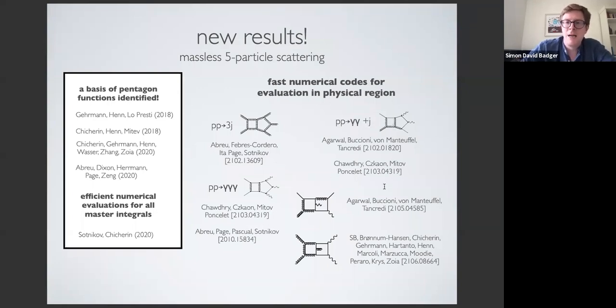Firstly, in this leading color approximation where we only contain planar graphs, but much more recently, a couple of results have come out for non-planar corrections. That's the first application for an amplitude beyond the planar limit, where we really contain all the full color information, complete information for the amplitude. And we'll go through a few details of our calculation for the gluon fusion contribution to dark photon plus jet a little bit later on.